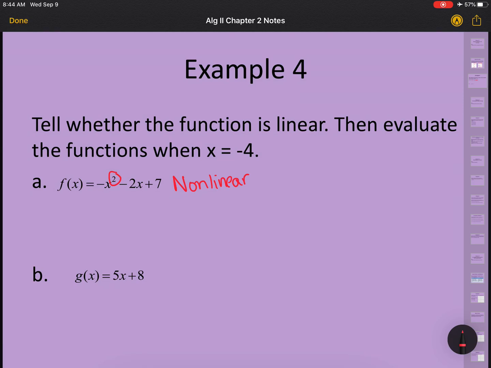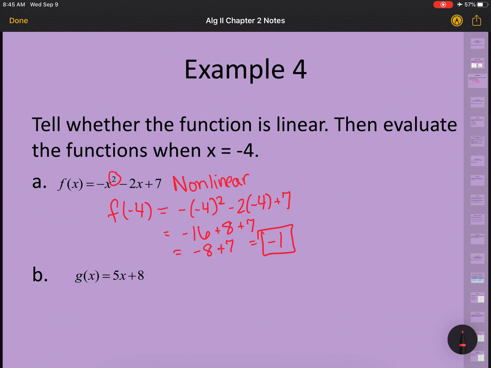But if I want to plug negative 4 in for x everywhere I see it, I'm going to have f of negative 4, because that's what I'm plugging in for x. I'm going to replace it everywhere I see x. Negative 4 squared is 16. Negative 2 times negative 4 is positive 8. And I'm still adding 7. Well, negative 16 plus 8 is negative 8. Then adding 7 more gives negative 1.